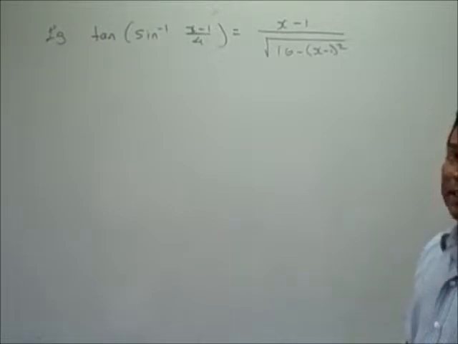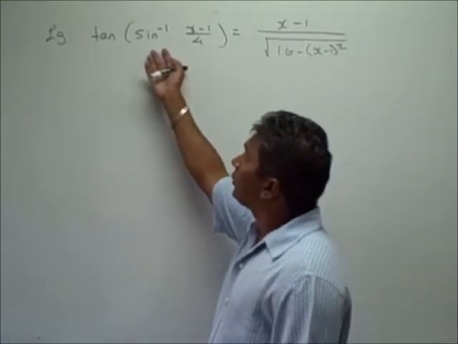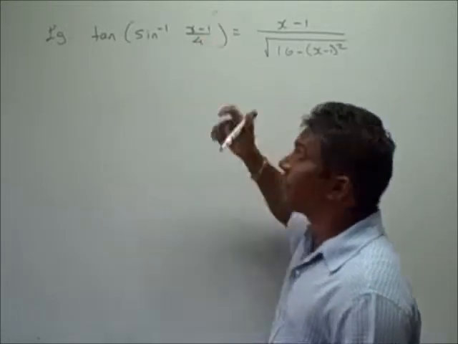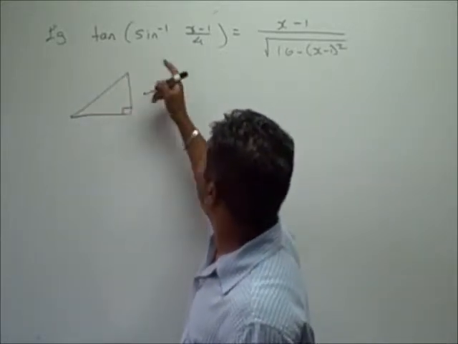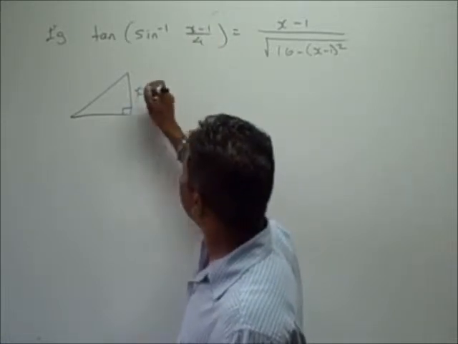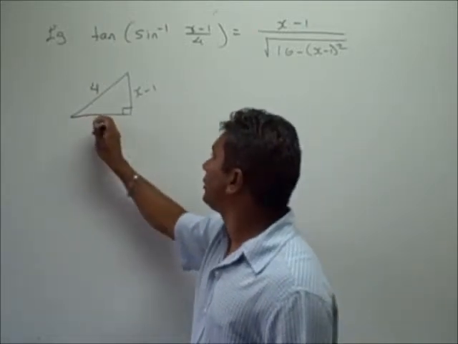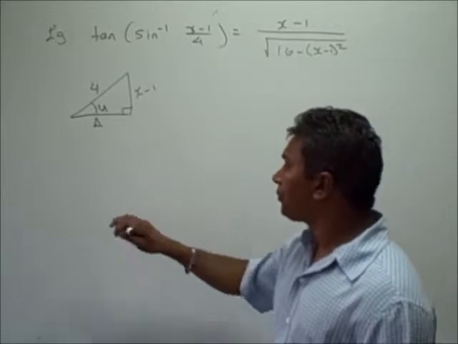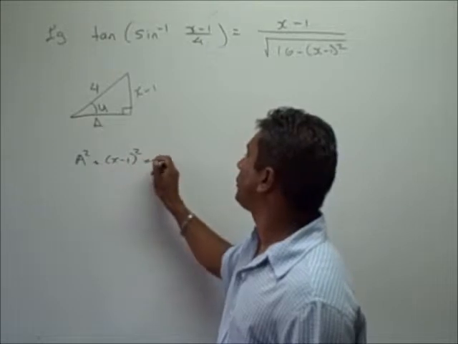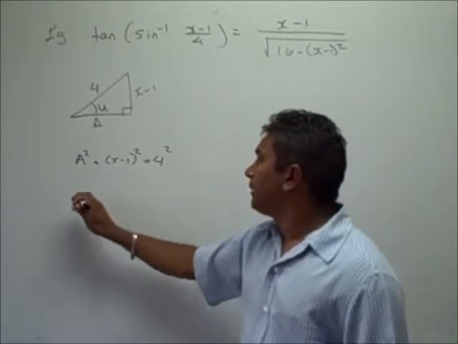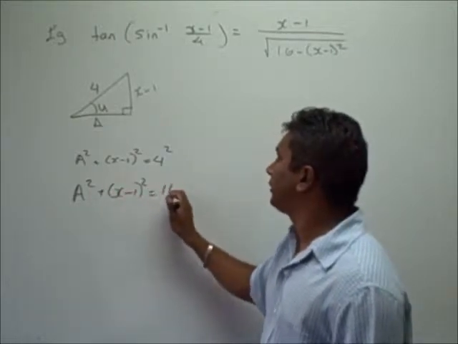Here we have an example that includes our arcsine function. We know this is asking us for the angle whose sine is x minus 1 over 4. If we go back to our right triangle, we know sine is equal to the opposite over the hypotenuse. So our opposite here is x minus 1, and our hypotenuse is 4. To find our adjacent side, so our angle is u, we know that our adjacent squared plus the opposite squared is equal to the hypotenuse squared. So this becomes a squared plus x minus 1 all squared is equal to 16.